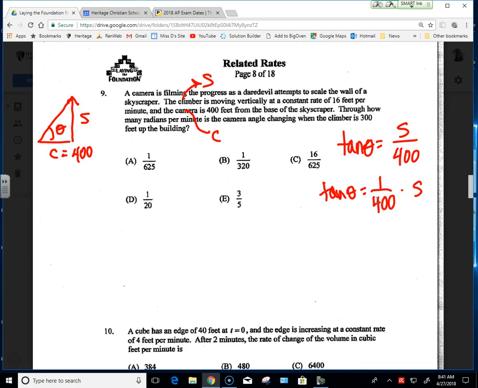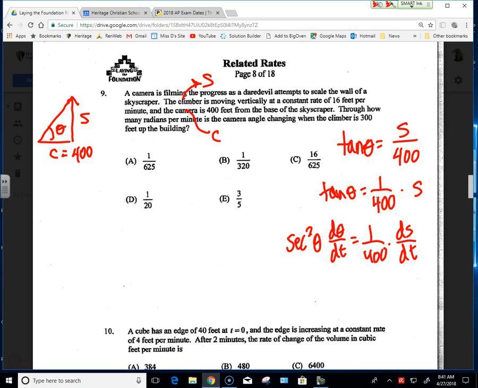Okay, so then coming back. What do you guys got? Secant squared theta, d theta dt equals 1/400th ds dt. Do you guys agree? Yeah. Because s is just to the first power, power rule. There we go. Derivative of tangent is secant squared. My inside is theta, so d theta dt.